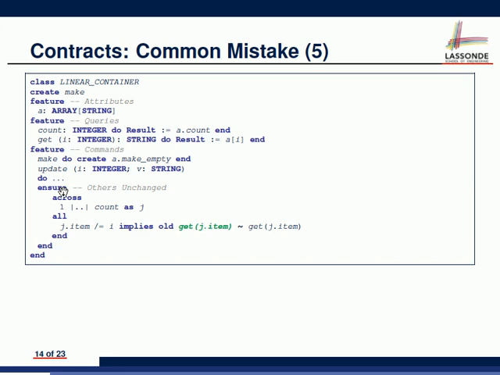I'm saying across between 1 until the count, the size of the array, as j. So I say j, so that should be j.item, right? You can say is j and just use j, either way. And now I say j.item not equal to i implies the old version of get j.item is the same as get j.item. I'm just trying to say, if the position is not the same, that means it has not been changed.